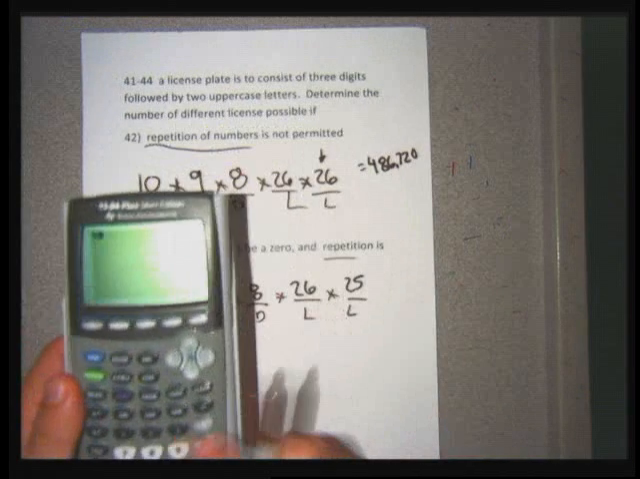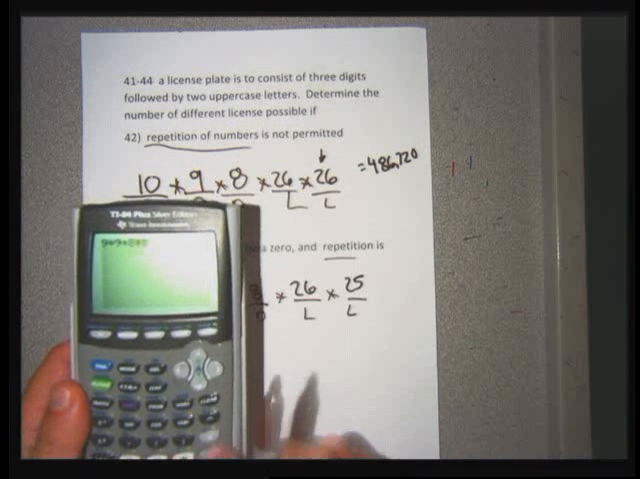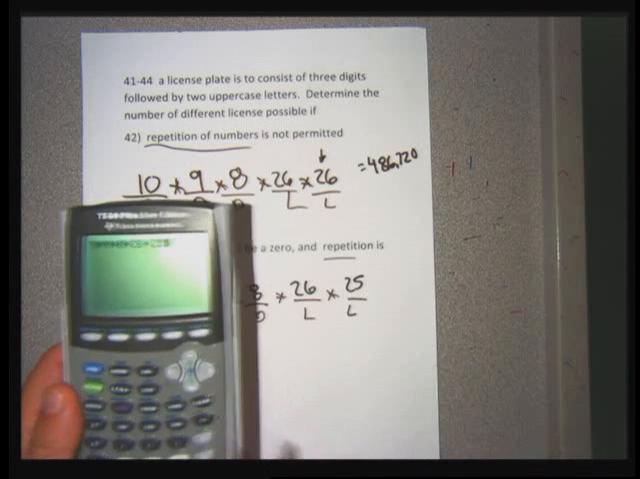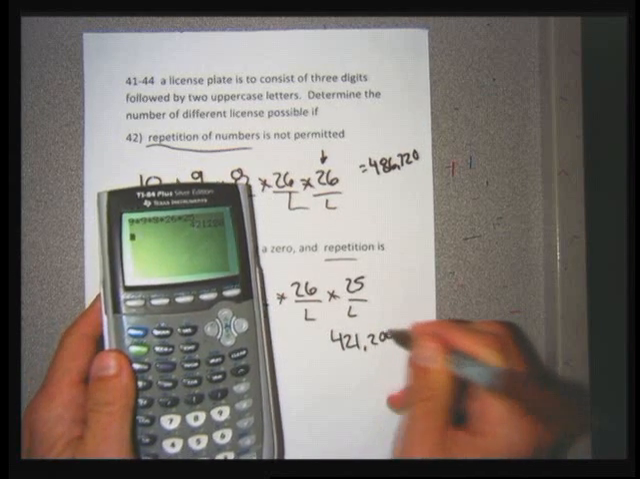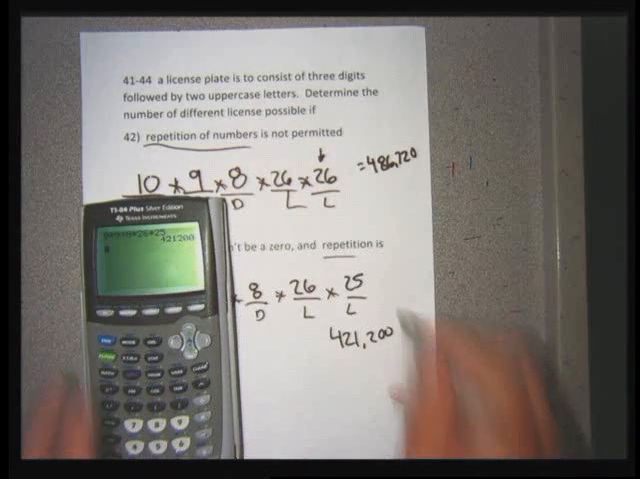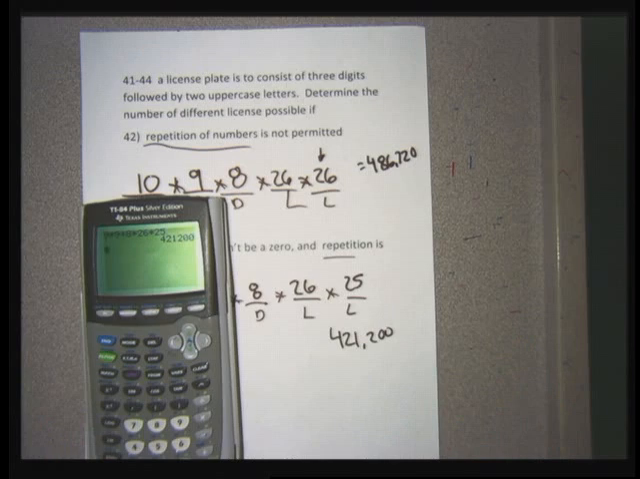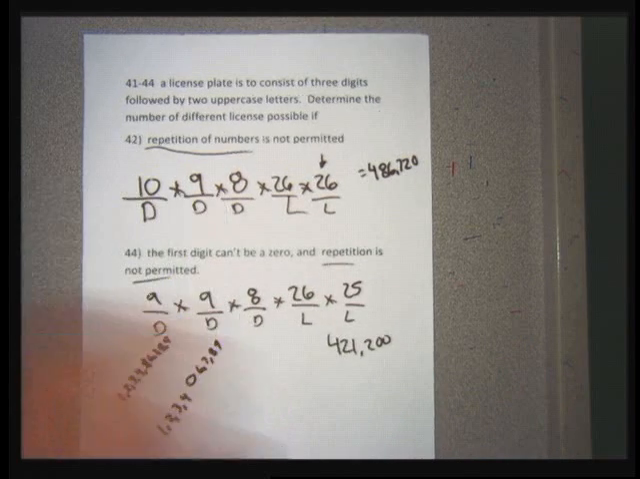So if I did 9 times 9 times 8 times 26 times 25, I get 421,200 different license plates with those particular restrictions.